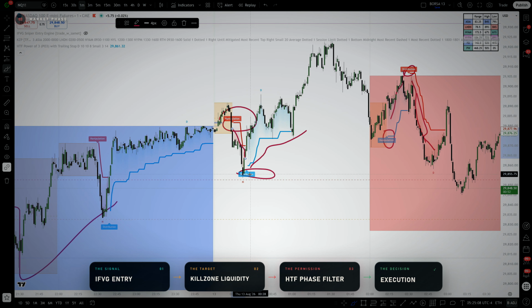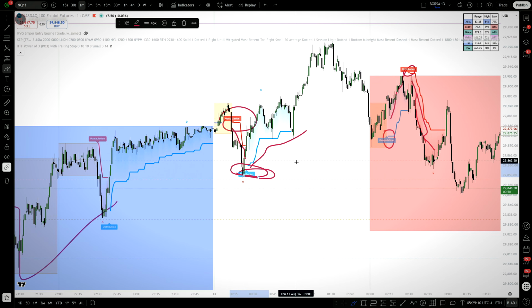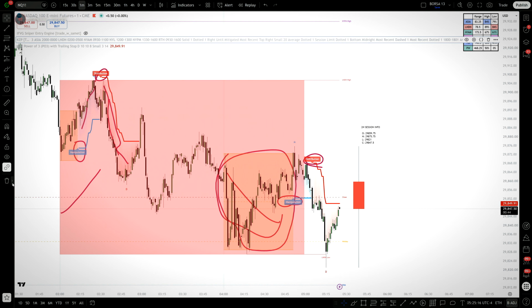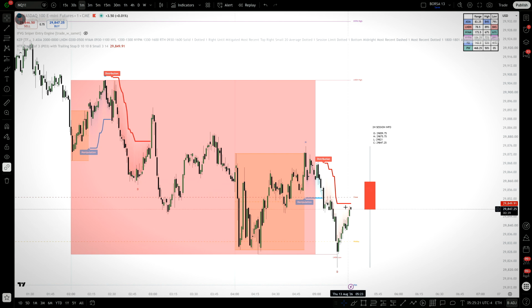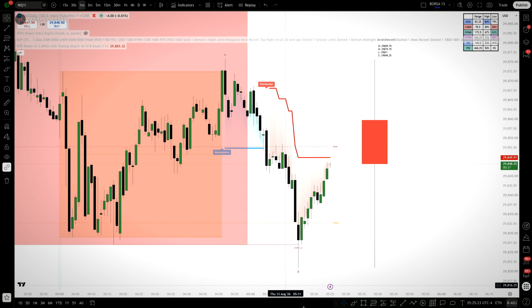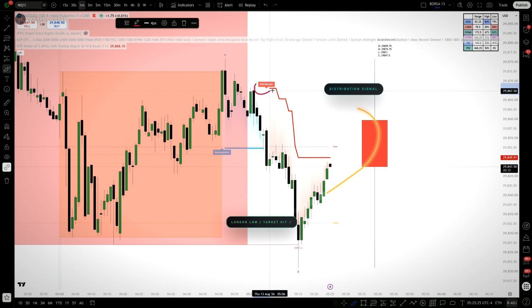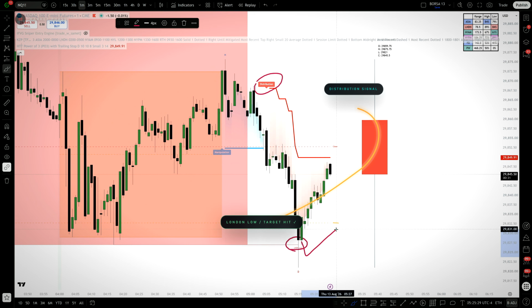Let's say you execute this signal here, the distribution one. What is the target you're looking for? Let's remove all the drawings. So it's always a good idea to combine indicators. Let's zoom in here. You got the distribution signal here. And what do you have? London low. Did it hit? Tick by tick. Because why?